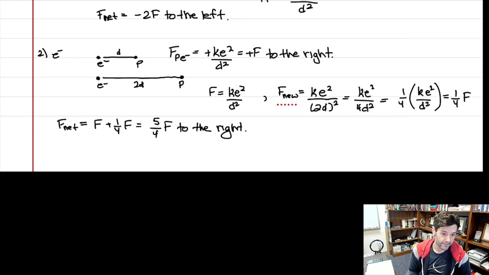I'll let you try the third one on your own. I'll give you the answer. For the proton that's on the far right, it is going to be acted on by the electron to its left and the proton to its left, and it should have a net force that has a magnitude of 3/4 times F and points to the right. So try that out on your own.